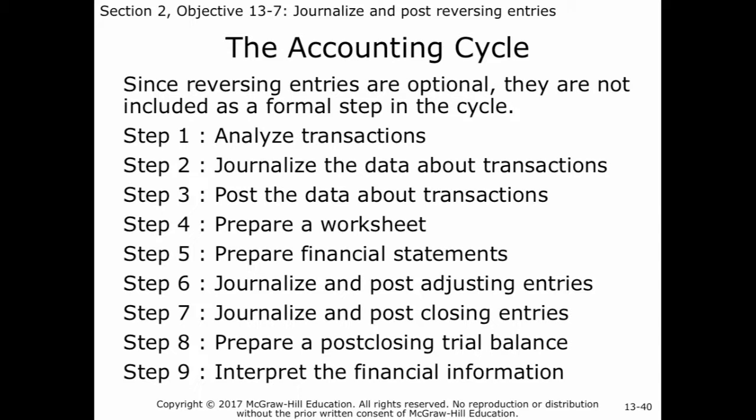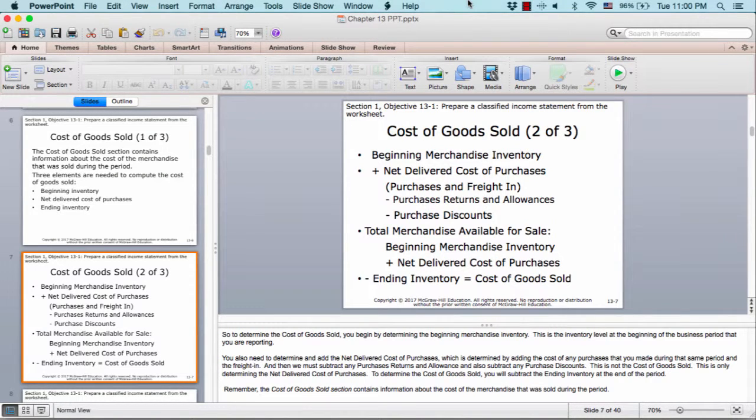Now, this is the last chapter of the semester covered in this course. Here is just the review of the accounting cycle that was covered in the course. We have 9 steps listed here since reversing entries is an optional step. So we do not include that as a formal step in the cycle. And that is all. This will be the last chapter for this course. So it's pretty much a summary and putting things together into one perspective in terms of the accounting cycle.